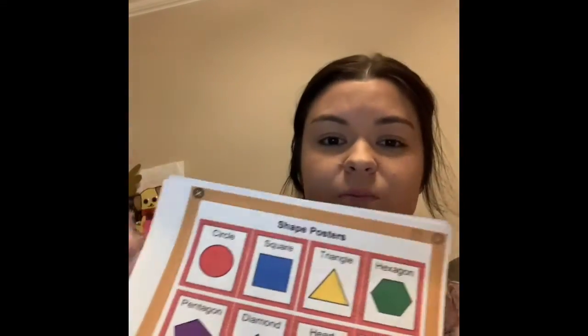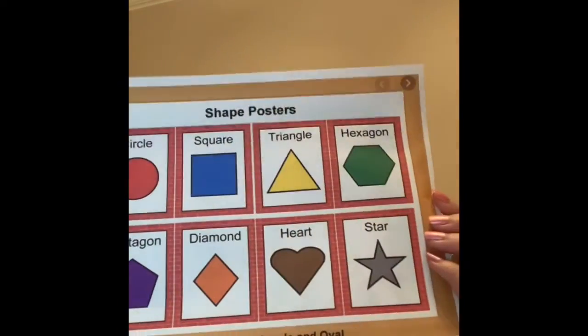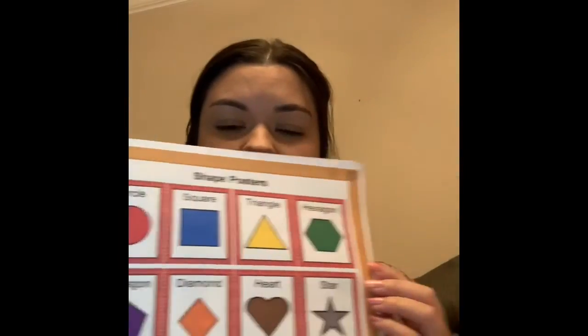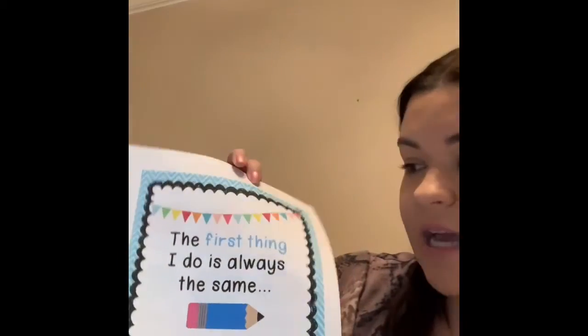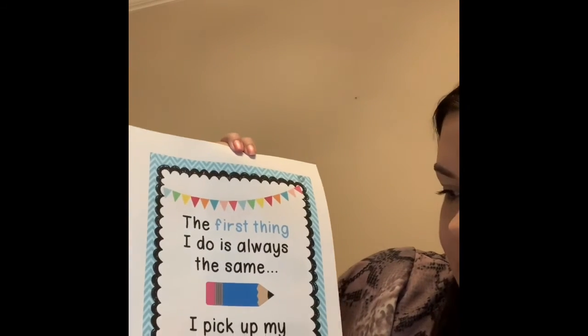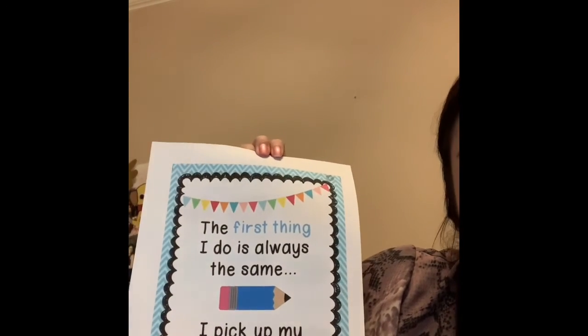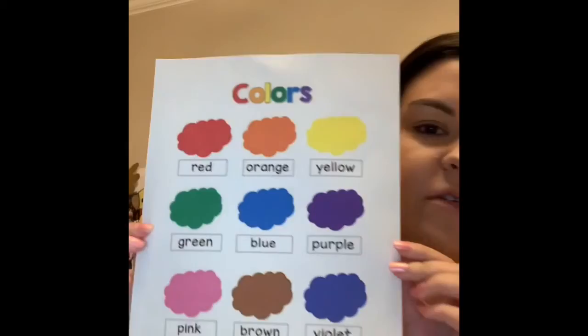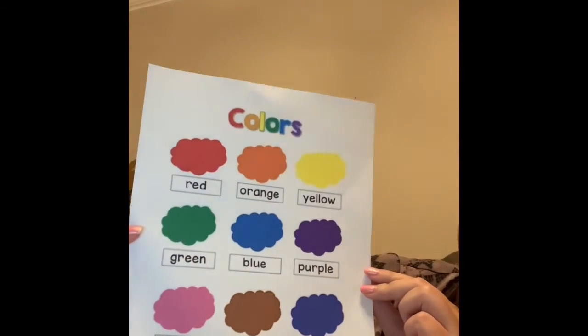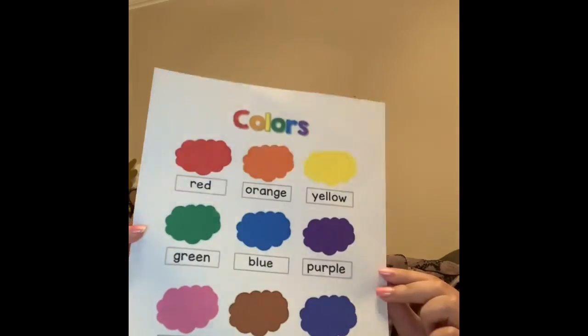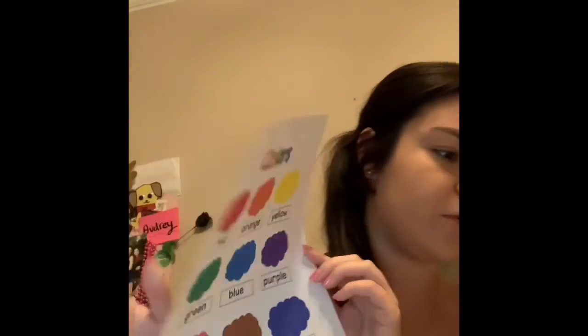This is a shapes poster, and it has all the different shapes. Children would get to see this every time they come in my classroom, and we could go over it. Next I have this awesome sign that says, "The first thing I do is always the same. I pick up my pencil and write my name." The children would get to repeat this after me. They would get to see the poster, and they would learn to always write their name. Lastly, I have a poster of the different colors for children, and this would just help them learn their colors, and we would go over it, and that would just be really helpful.